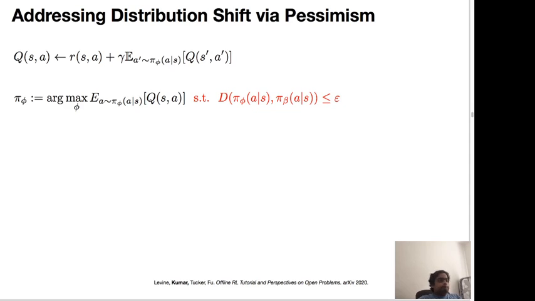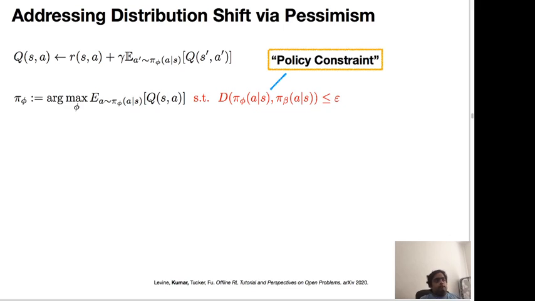What these pessimistic methods do at an abstract level is that they apply a penalty or a constraint on the policy, shown in red, that prevents the policy pi phi from being very different from the behavior policy pi beta. Such a constraint is known as a policy constraint.